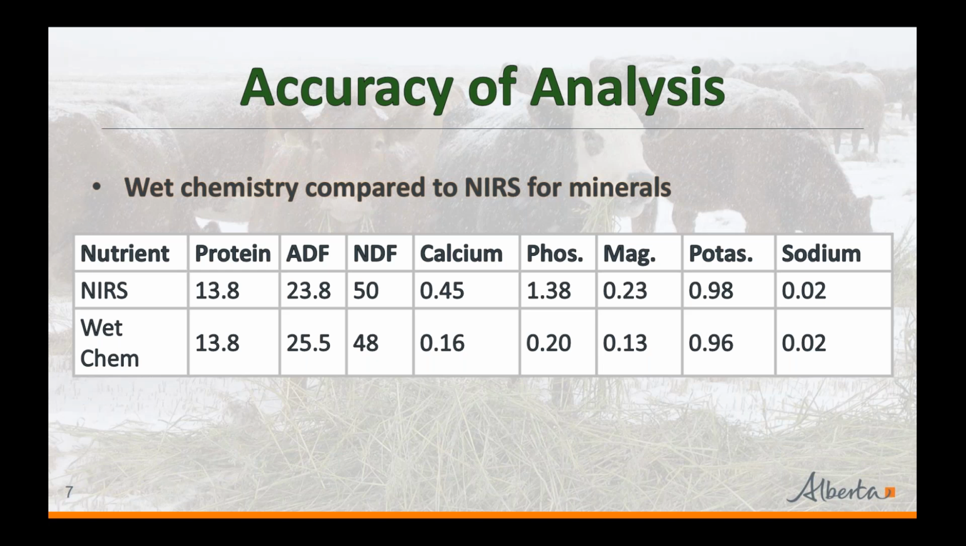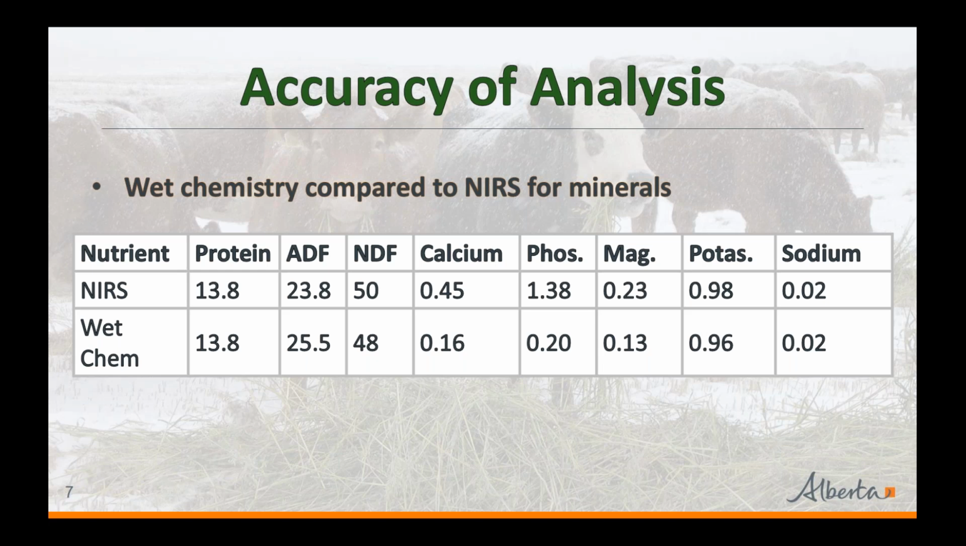Now, when you look at those numbers and you try to use the information to develop a ration, having that much variance with NIRS, which is the newer technology, sometimes it works well, sometimes it doesn't. Wet chemistry is considered to be the gold standard, so I'd rather have all the minerals and trace minerals done by wet chemistry to make sure it's accurate.